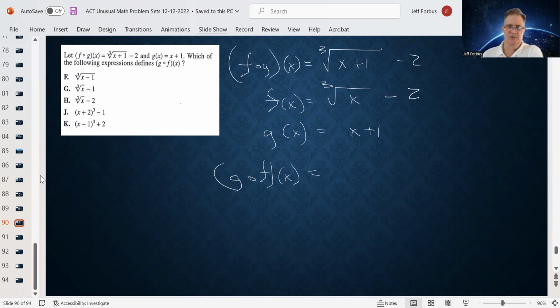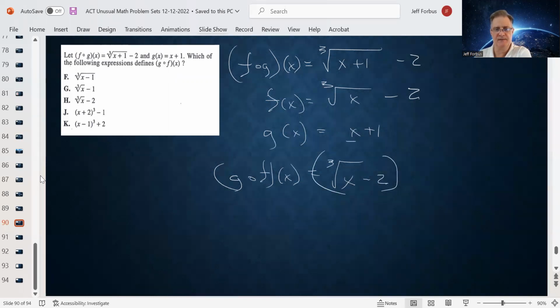So we know g of x is x plus 1. So we want to take f of x and substitute it into the x for g of x. And so we're going to have the cube root of x minus 2. So that's all been put into the x of g of x plus 1. Now here's our plus 1 from g of x over here.